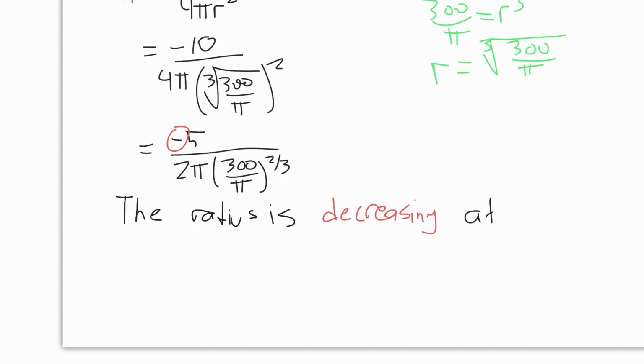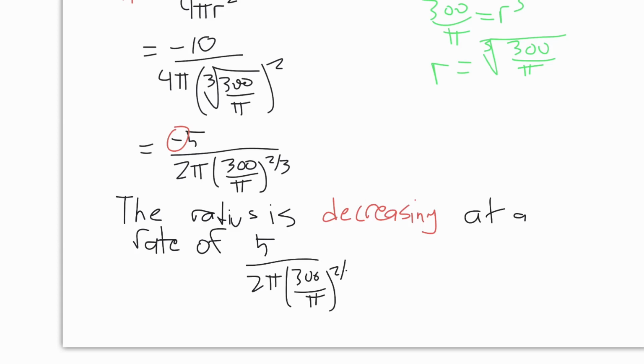Decreasing at a rate of, well, 5 over 2 pi, 300 over pi to the 2 over 3 feet per hour.